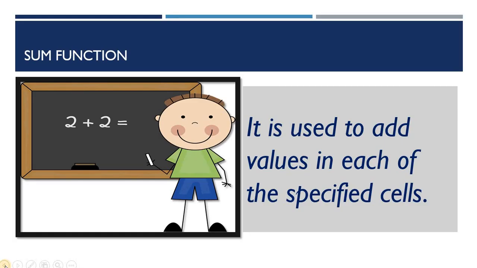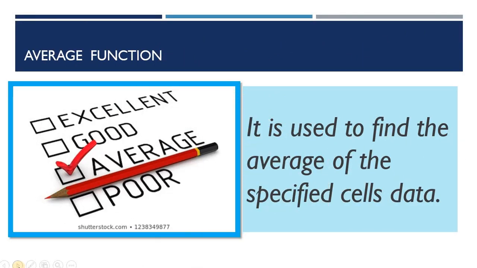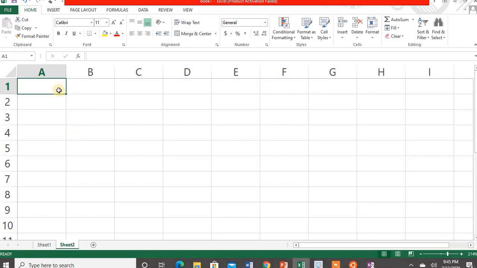Now let's move to the second function, that is the average function. What does the average function do? It is used to find the average of the specified cells' data. Again I will show you how you can find the average of the given values in an Excel sheet by using the average function. Here again I am going to provide some values, for example 90, 80 and 70. I want to take the average of these three numbers.